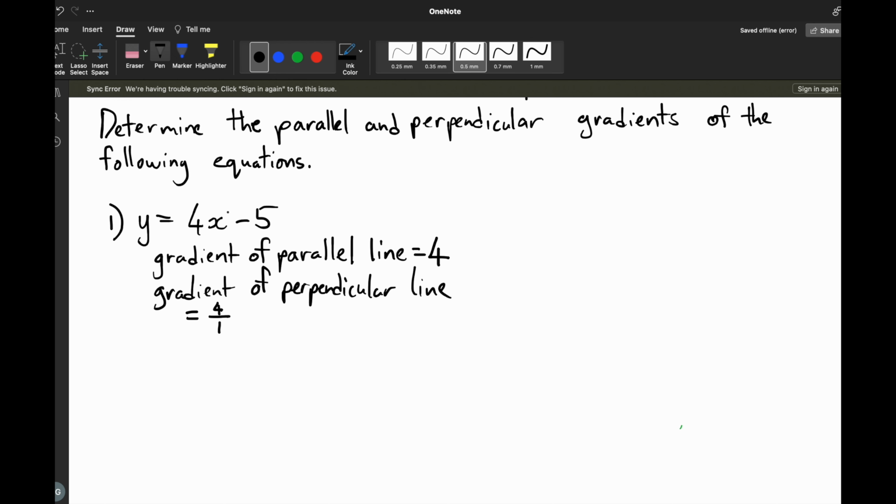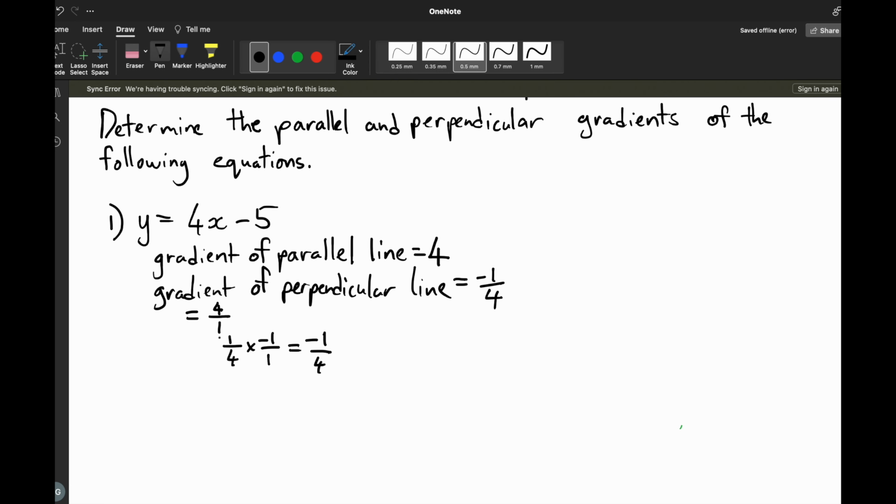So what I need to do to work out the perpendicular gradient is flip this 4 over 1 and change it to 1 over 4. And then I multiply it by negative 1 over 1. So 1 times negative 1 is negative 1, and then that goes over 4. So I know my perpendicular gradient is negative 1 over 4.